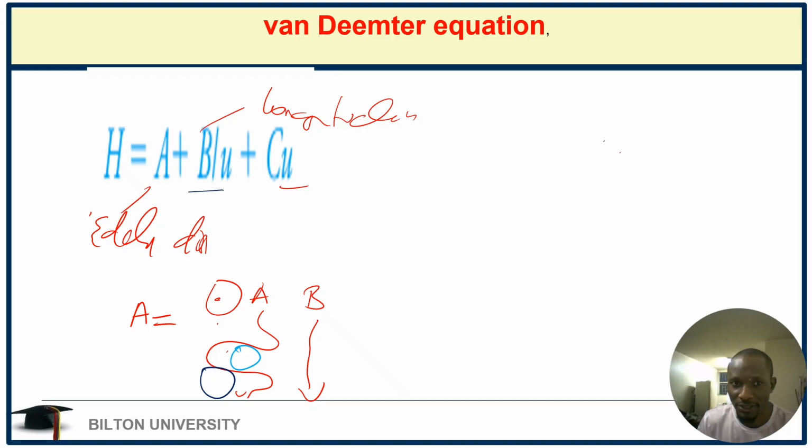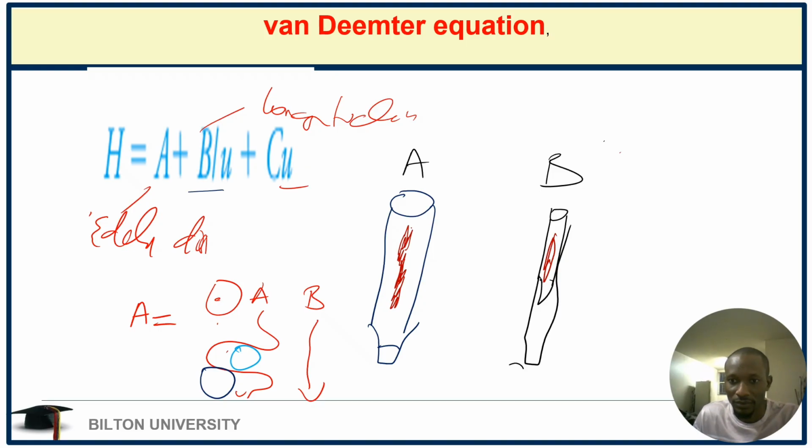B, longitudinal diffusion. So I want to draw this as a column. Now if you look between column A and column B, this is the solute concentration. So what is diffusion? Diffusion is the movement of particles or solute particles from where they are highly concentrated to where they are lowly concentrated.